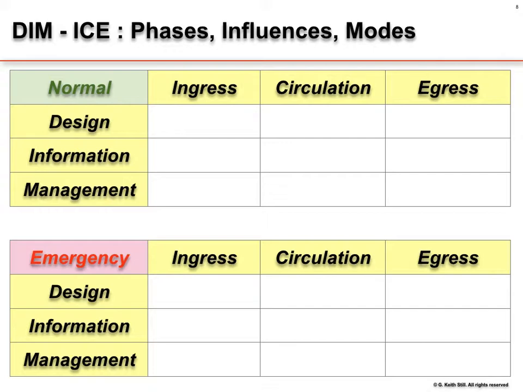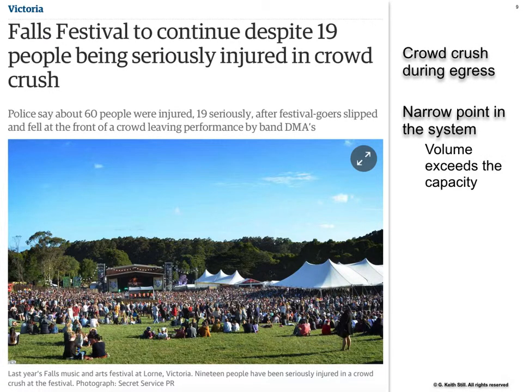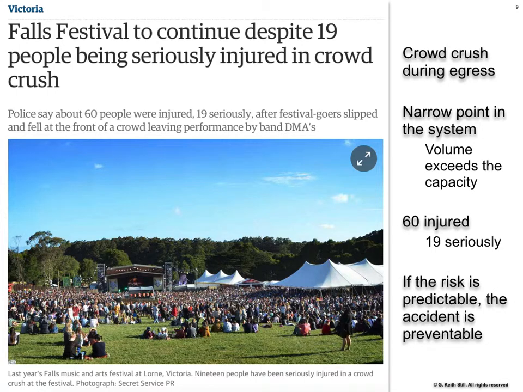Why this is so important: emergency during egress. Well, Falls Festival, which is a recent class action suit. I was expert witness for the prosecution on that one. Crowd crush during egress, narrow point on the system where the volume exceeded the capacity. 60 people were injured, 19 seriously. Now, the whole criterion for any legal case is, is it reasonably foreseeable that something of this nature could happen? If the risk is predictable, then the accident is preventable.